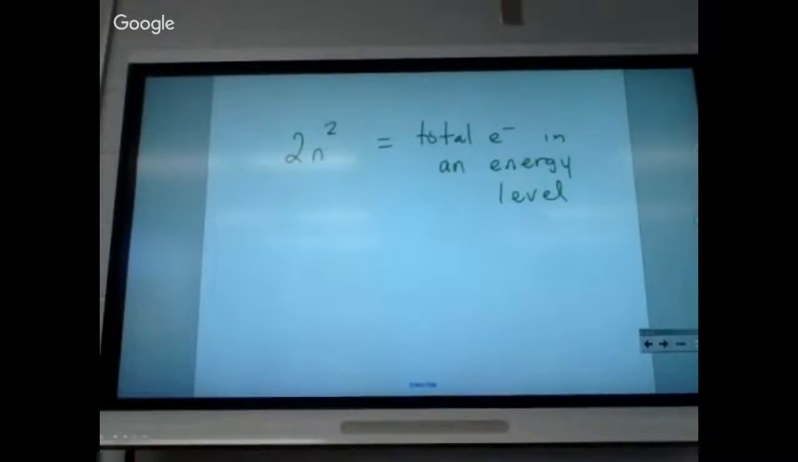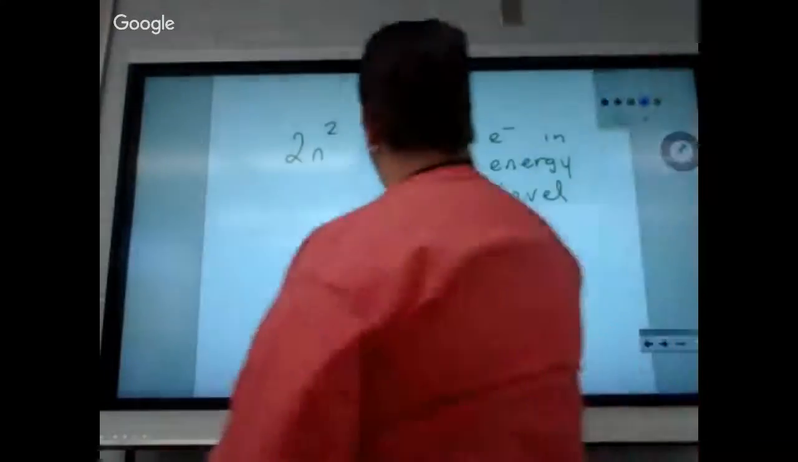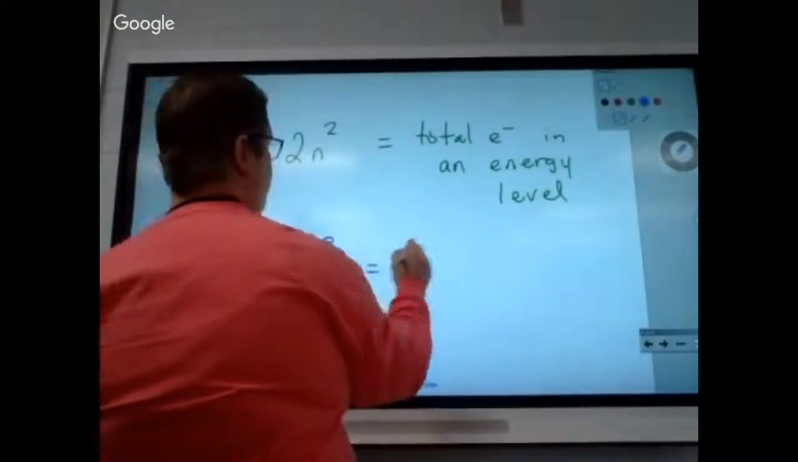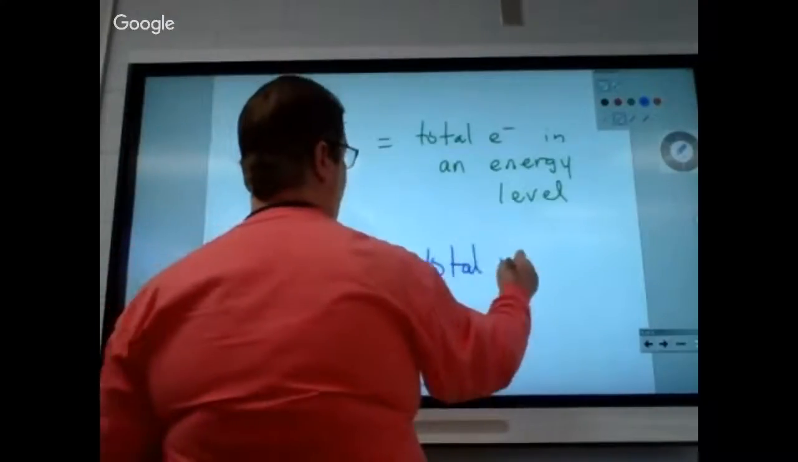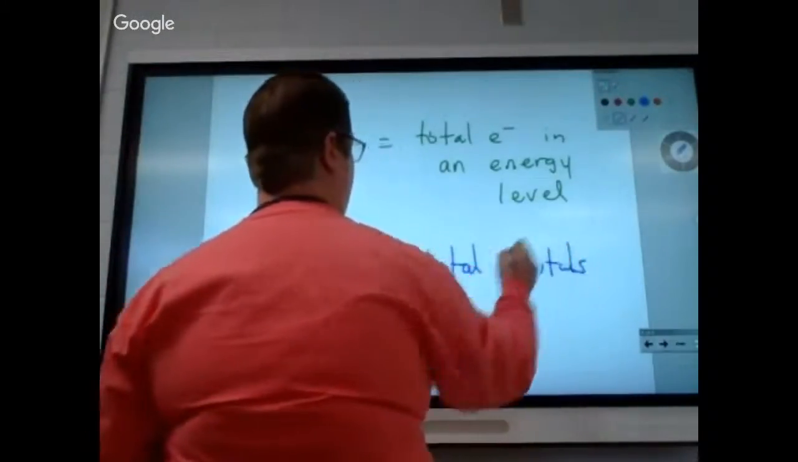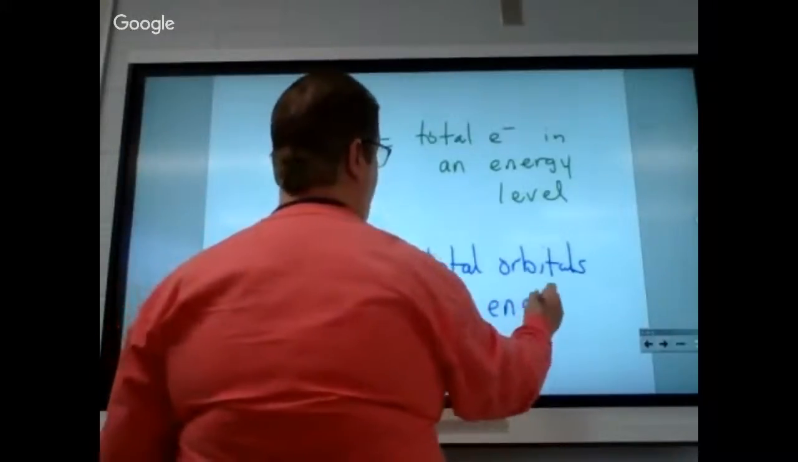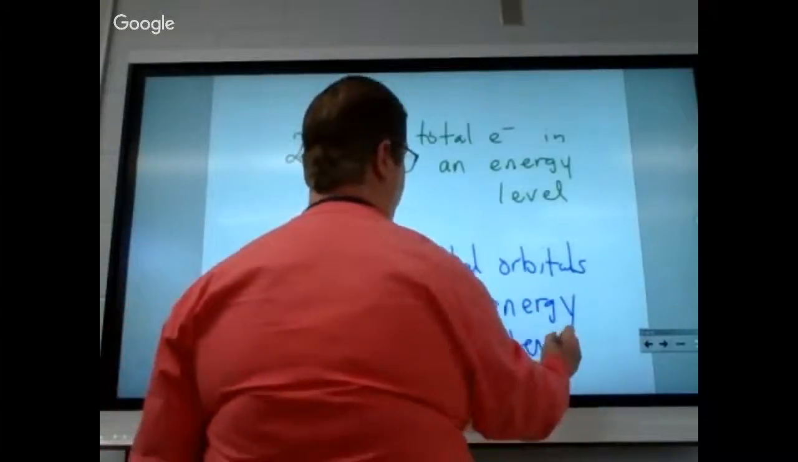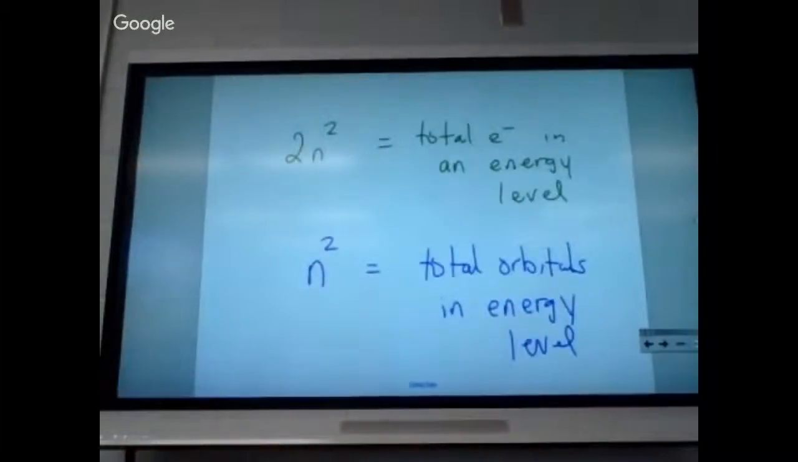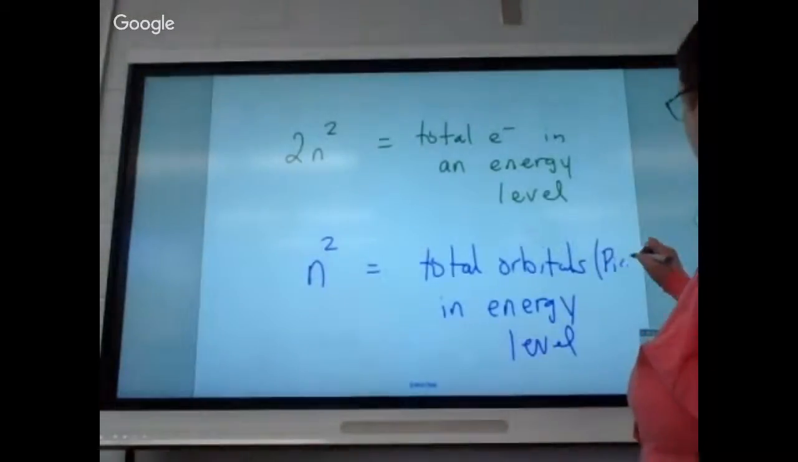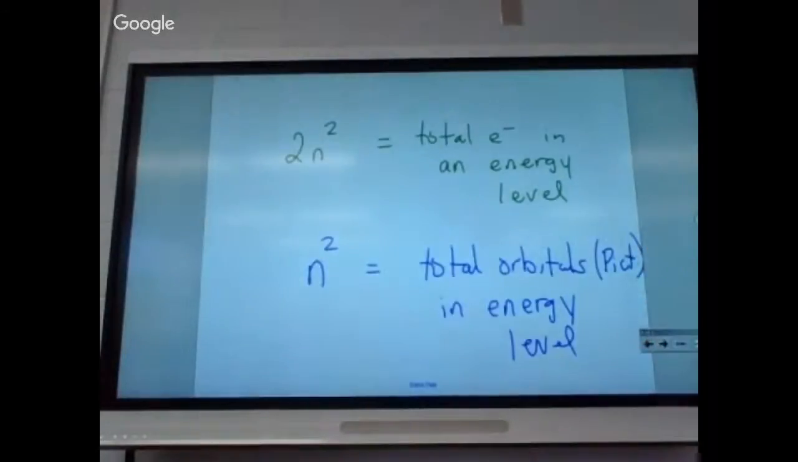Now, if you want to do it Takira's way and find total orbitals in an energy level, you can just do n squared. You just take the 2 off because we're not multiplying by the electrons, and you get total orbitals. Now, remember, orbitals are what? What's the other word I keep using for orbitals? Orientations or pictures. Okay, they're your pictures.